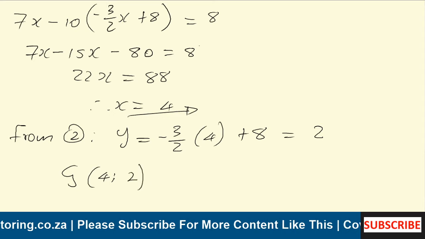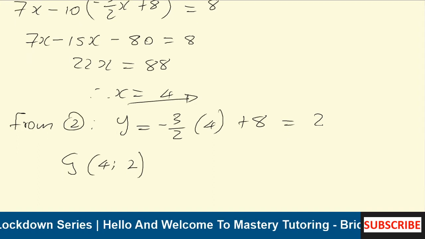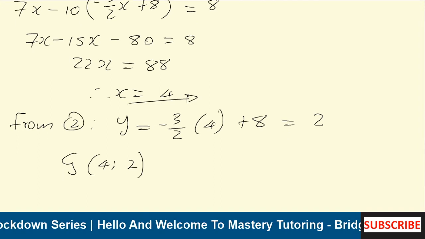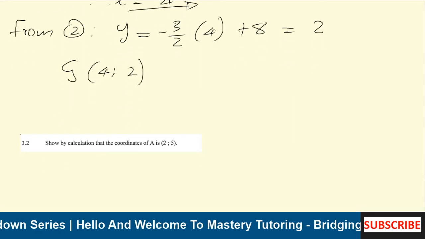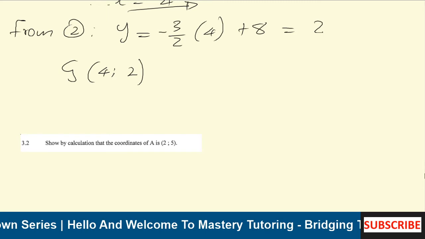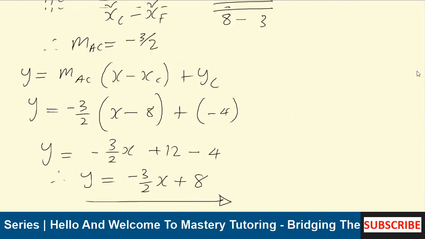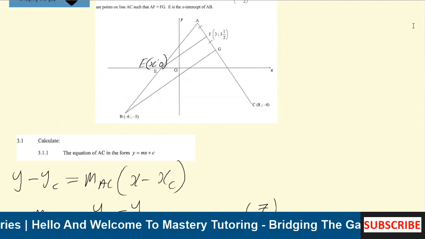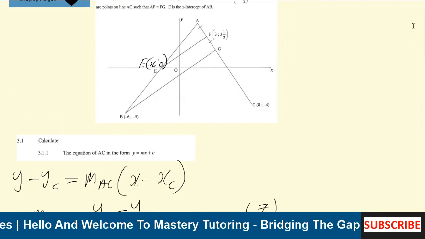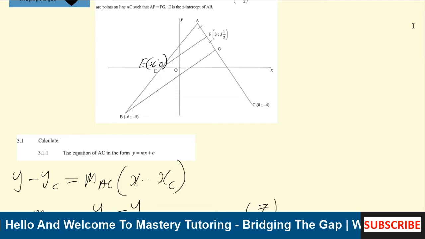Okay, now we're going to move to question 3.2. It says, show by calculation that the coordinates of A is 2, 5. Look on the diagram here. Can you see that line AF is equal to FG. So therefore, F is the midpoint of AG.